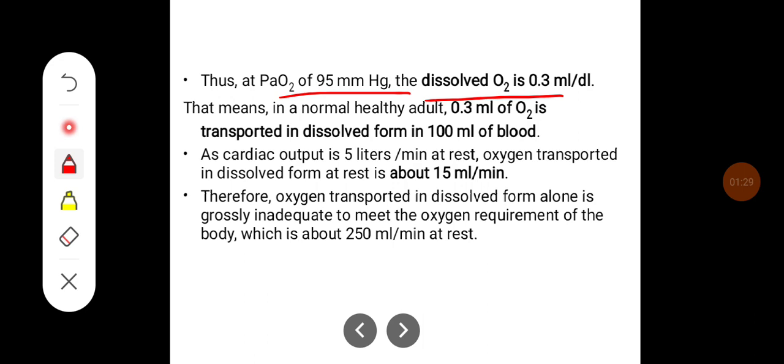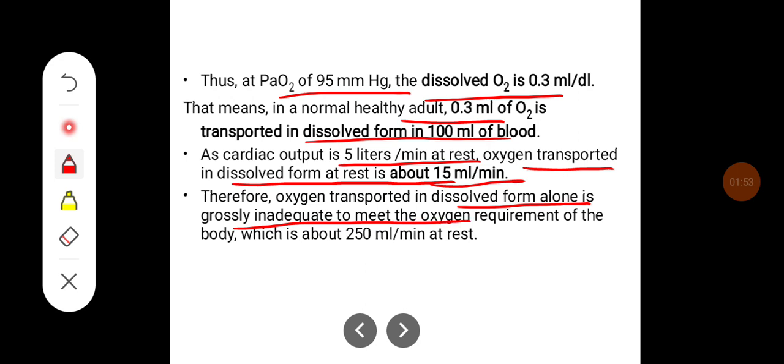That means in a normal healthy adult, about 0.3 ml of oxygen is transported in dissolved form in 100 ml of blood. As the cardiac output is 5 liters per minute, at rest oxygen transported in dissolved form is about 15 ml per minute. Therefore, oxygen transported in dissolved form alone is grossly inadequate to meet the oxygen requirement of the body, which is about 250 ml per minute at rest.